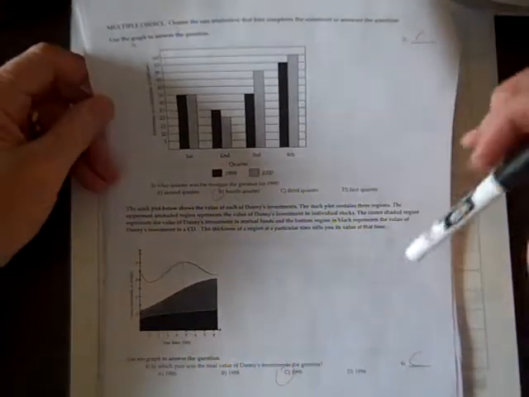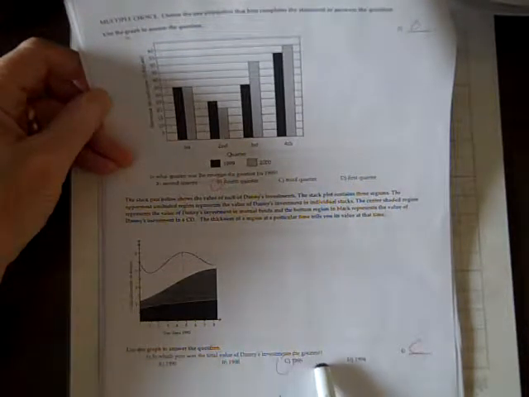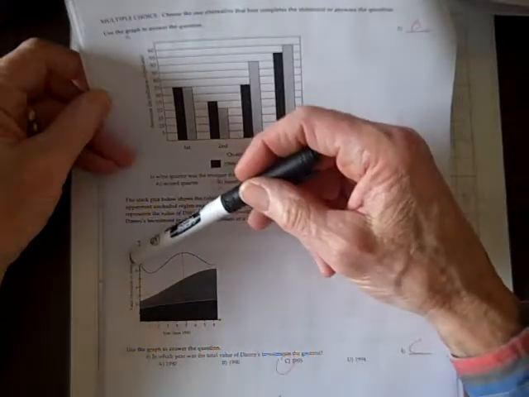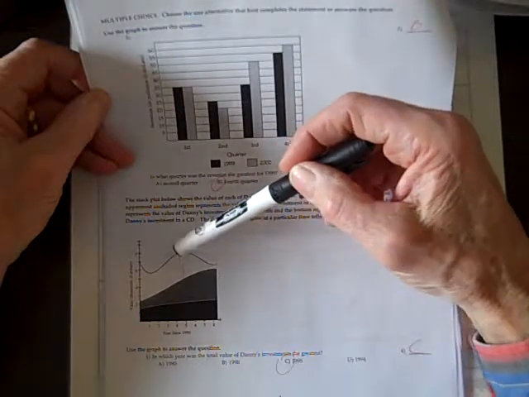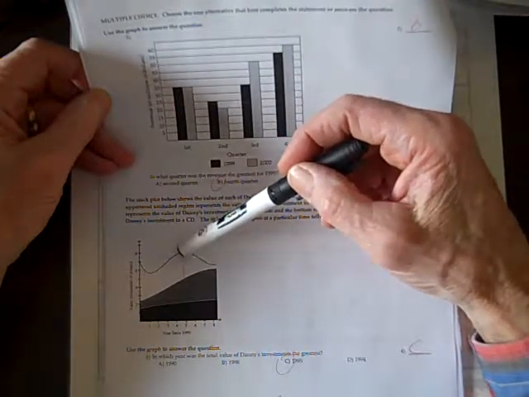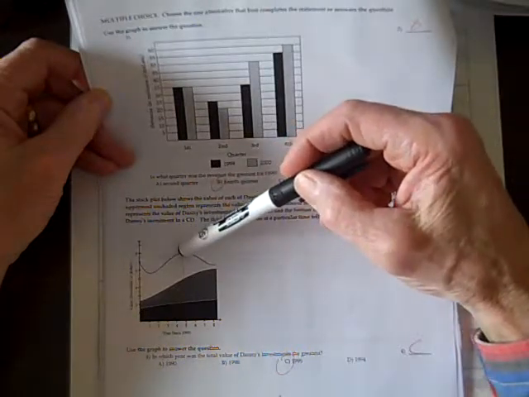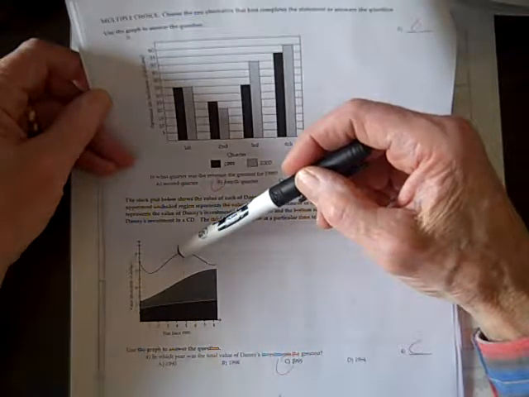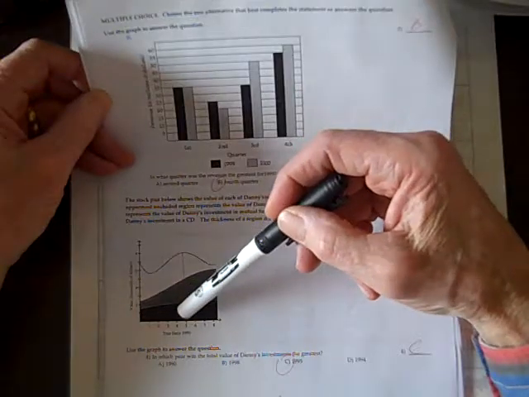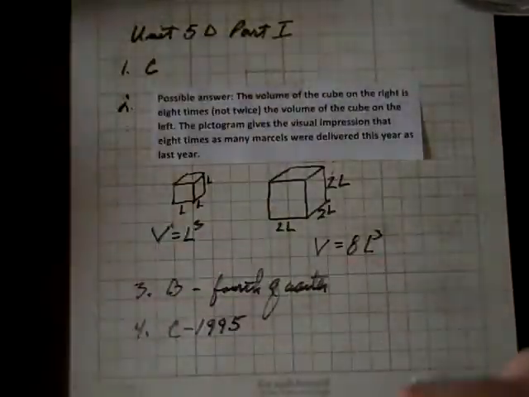For number 4, use the graph to answer the question. In which year was the total volume of Danny's investments the greatest? Well, this chart shows that the peak occurs in 1995, the highest point on this graph, which approaches $8,000, occurred in 1995, and that choice is C. So, now let's go on to question 5.